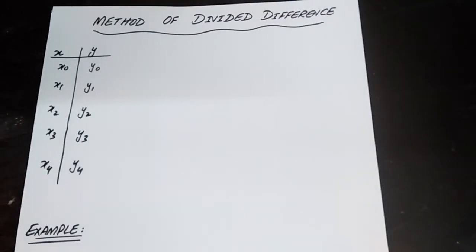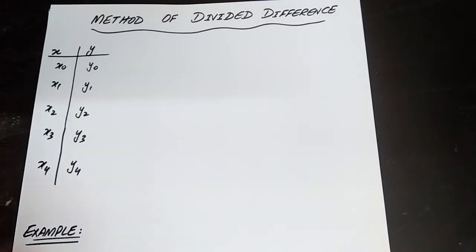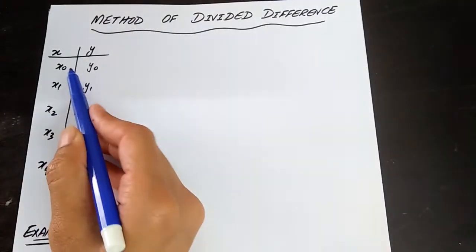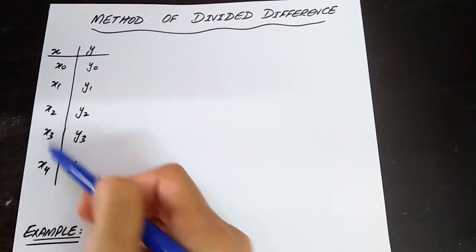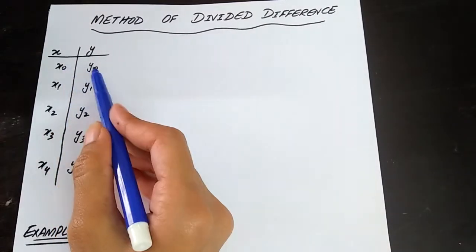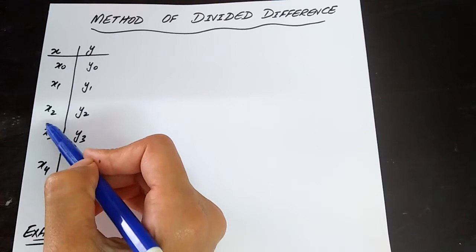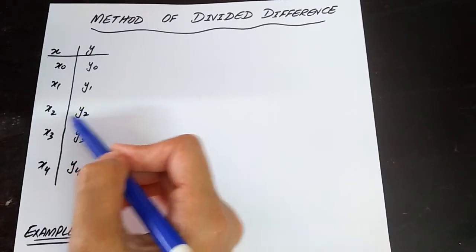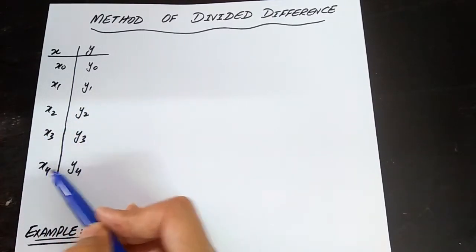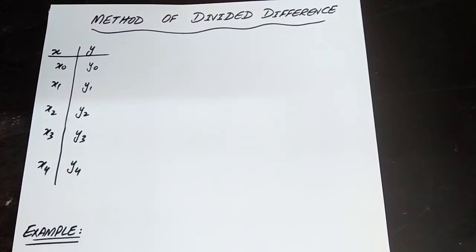In this video, I will show you how to make a table for the method of divided difference. For applying the method of divided difference in your questions, first of all, you need to know how you are going to draw your table out of your data. For example, your data is given as x0, x1, x2, x3, x4, with y0 at x0, y1 at x1, y2 at x2, y3 at x3, and y4 at x4.